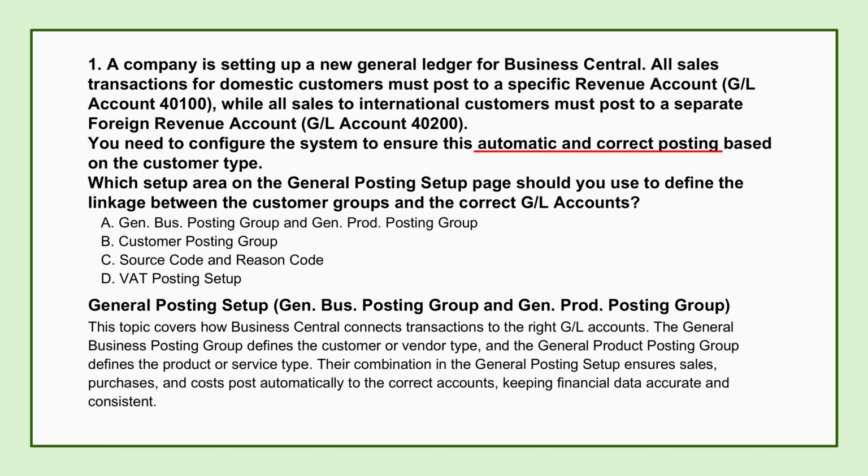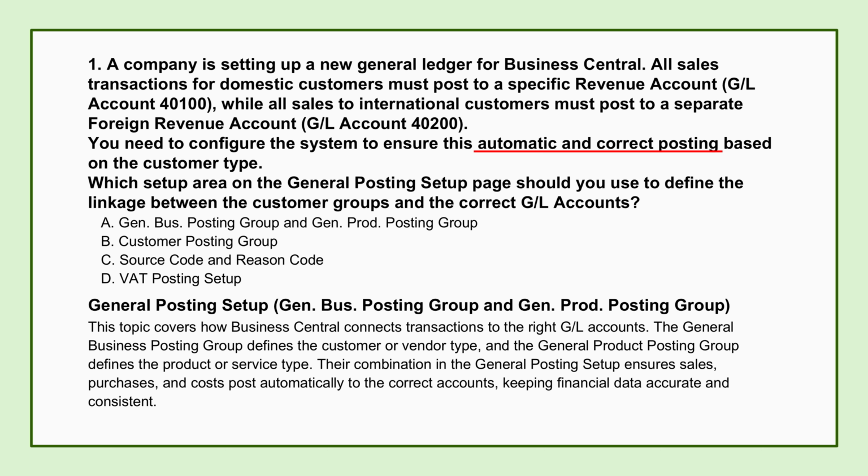Like a company wants its domestic sales hitting GL account 4100, their main revenue account. But international sales, those need to go to a separate one, 4200, the foreign revenue account. Now, the first thought might be, okay, let's use the customer posting group for that, but that's too simple, right? It is. Relying only on the customer posting group mainly defines which accounts receivable account gets used. It just doesn't give you that finer control to direct the actual revenue part based on the customer type.